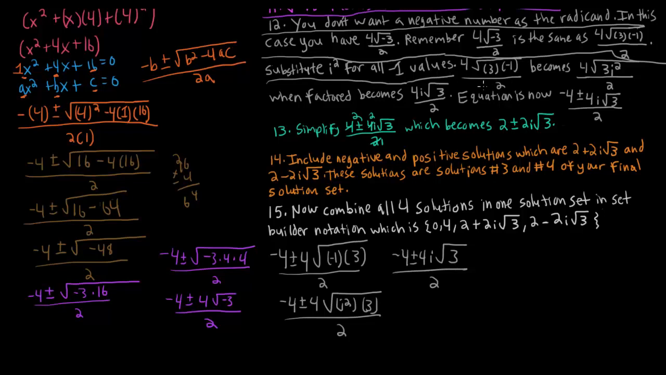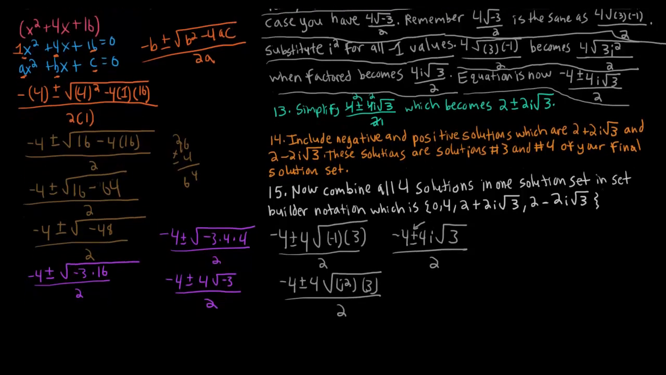And it says that here, 4 times square root of 3 times negative 1 becomes 4 square root of 3 i squared over 2, and when factored becomes 4i square root of 3 divided by 2, and our equation is now negative 4 plus or minus 4i square root of 3 over 2. And yeah, you have to make sure you include the plus or minus. Just keep carrying that over.